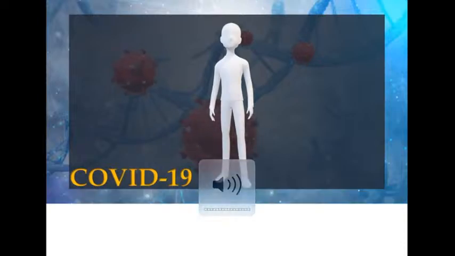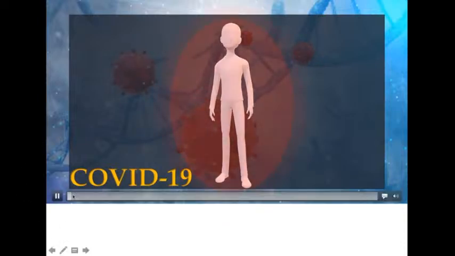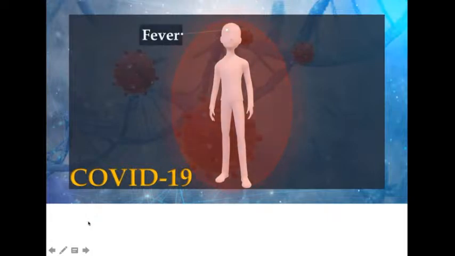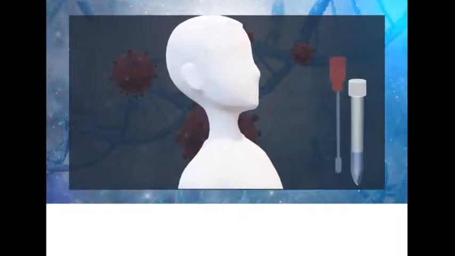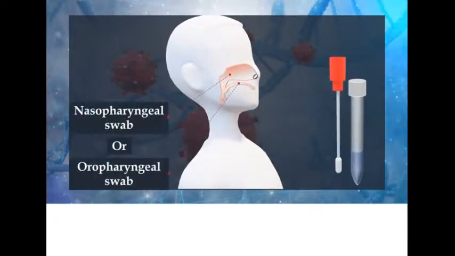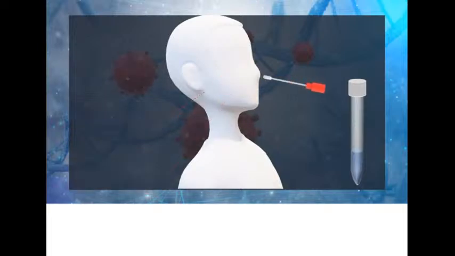Acute respiratory syndrome coronavirus 2. When a person is infected, the most common symptoms include fever, cough, and shortness of breath. To start a test, the samples can be collected by a nasopharyngeal swab or an oropharyngeal swab. For nasopharyngeal specimen, the swab is inserted in the nostril and gently moved forward into the nasopharynx. Then it is rotated for a specified period of time to collect secretions that contain the virus.